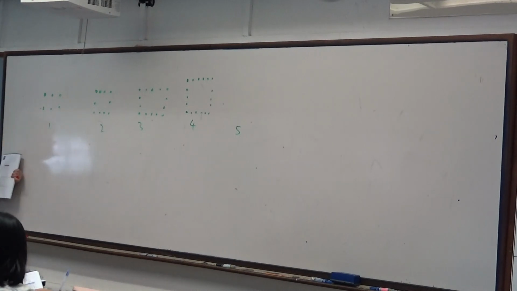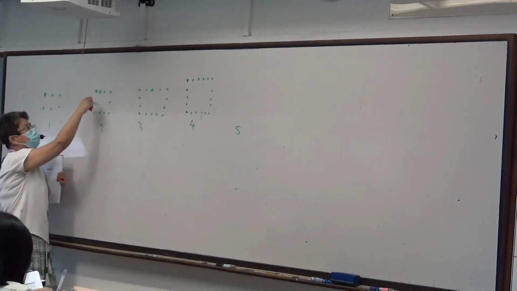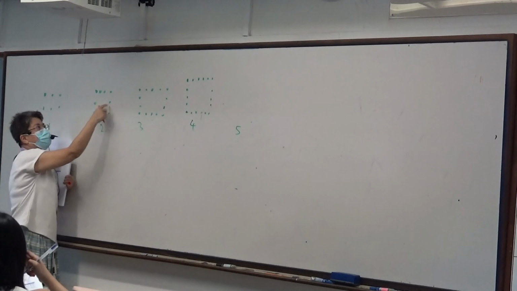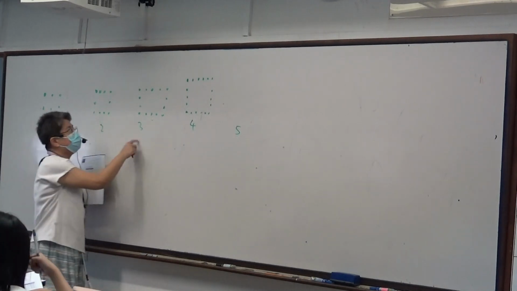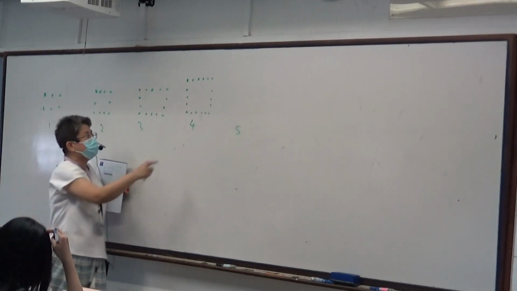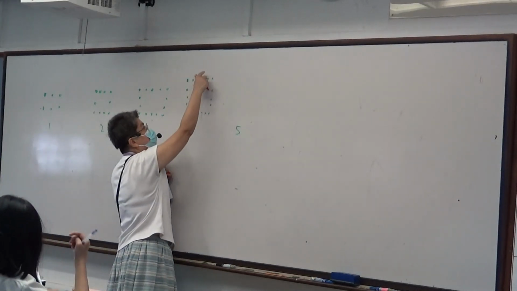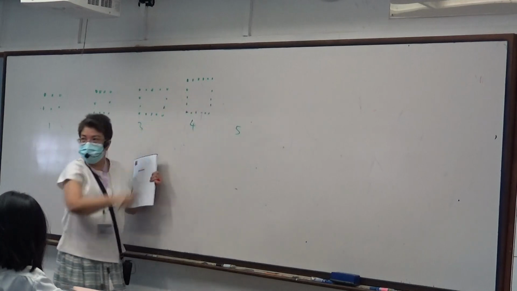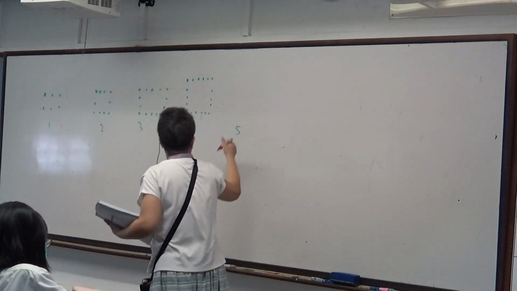Nothing, then 3 again, right? What about figure 2? There are how many? 4, then 1 in between, right? What about figure 3? There are how many? 5 and 2 in between, right? What about figure 4? 1, 2, 3, 4, 5, 6. And how many in between? 3. So what do you think about figure 5?